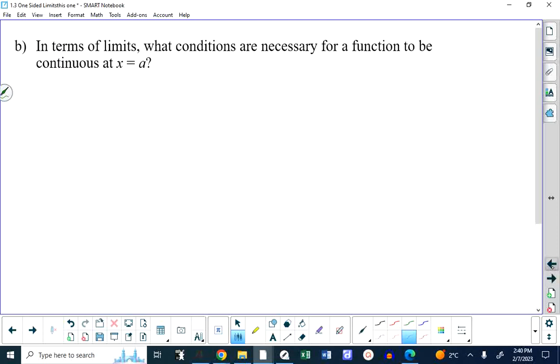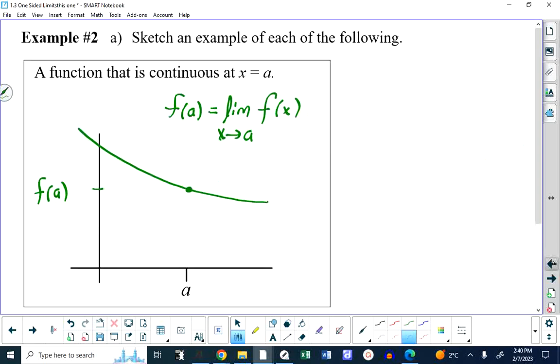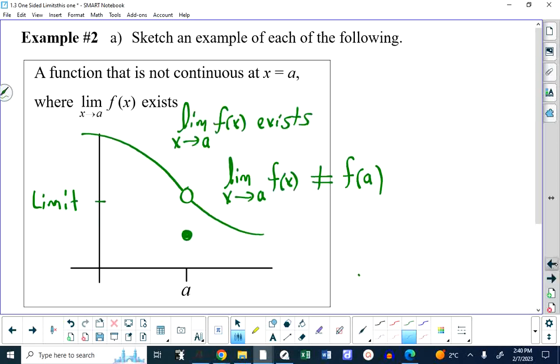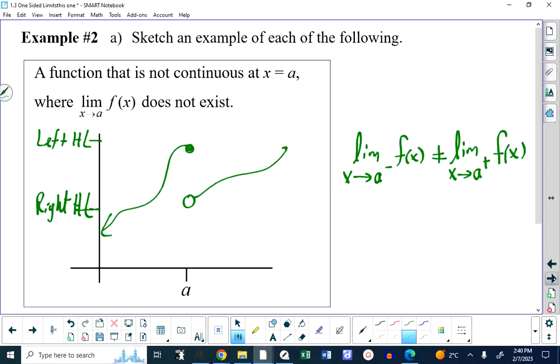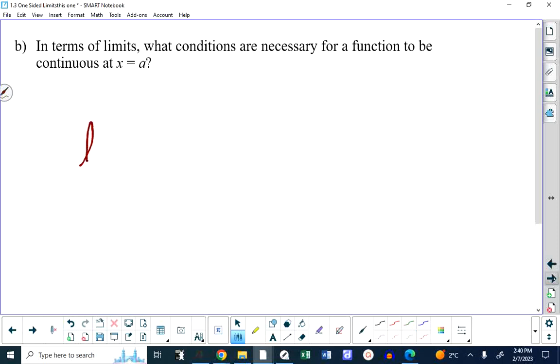What's necessary for a function to be continuous at x equals a? Well, what we've said is that in order for you to be able to draw the function smoothly without lifting up your pencil, it has to look like this. The limit must exist. But the limit exists here, and it's not continuous. So what we say here is the limit as x approaches a of the function has to exist, and it has to be equal to something.